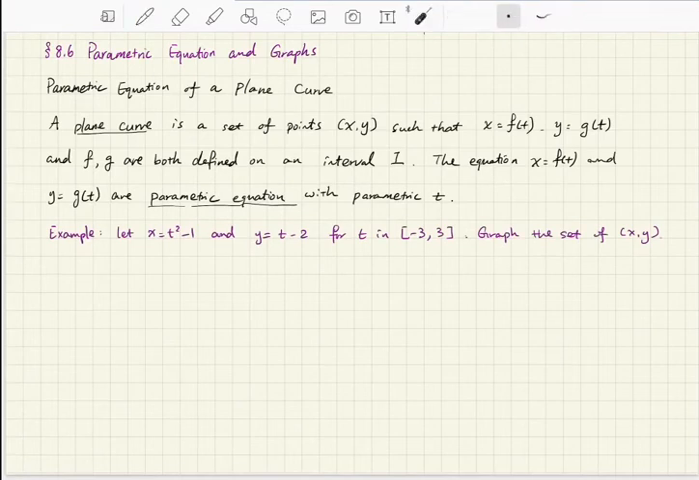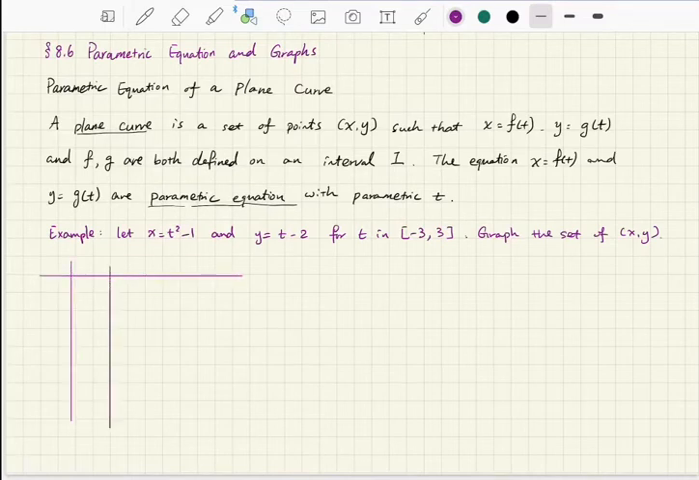So here I tell you that I have the parametric equation x is defined as t squared minus 1, and y is defined as t minus 2. And then I tell you t is living between -3 to 3 inclusive. And when we want to graph the ordered pair x, y, we're going to build a table. We're going to have three parts, the t, the x, and the y.